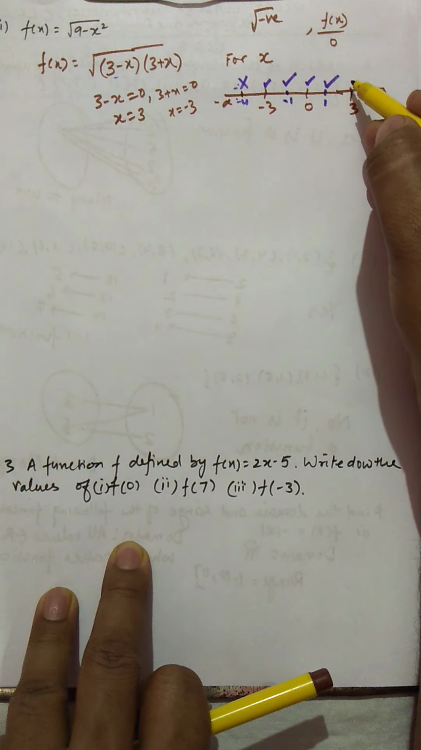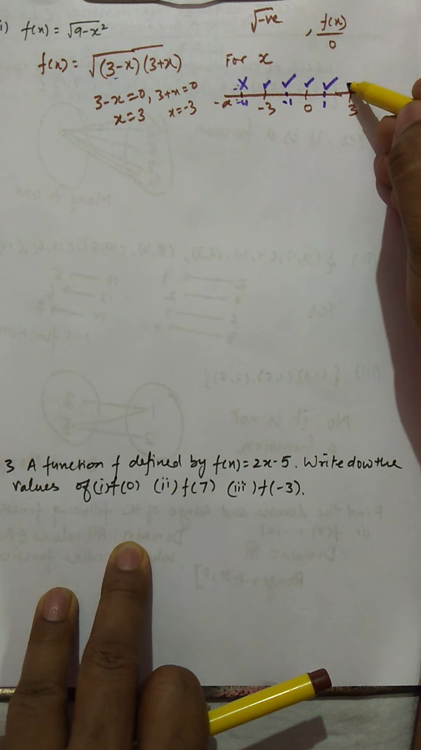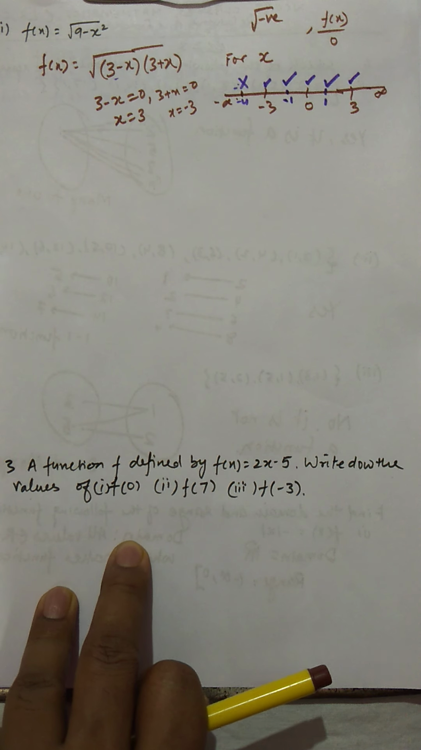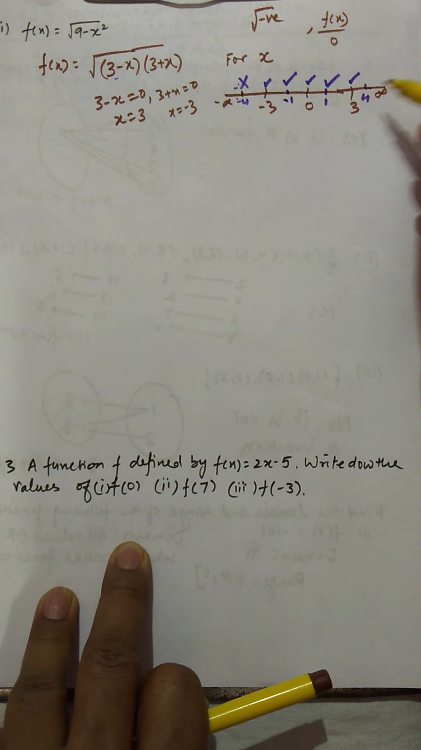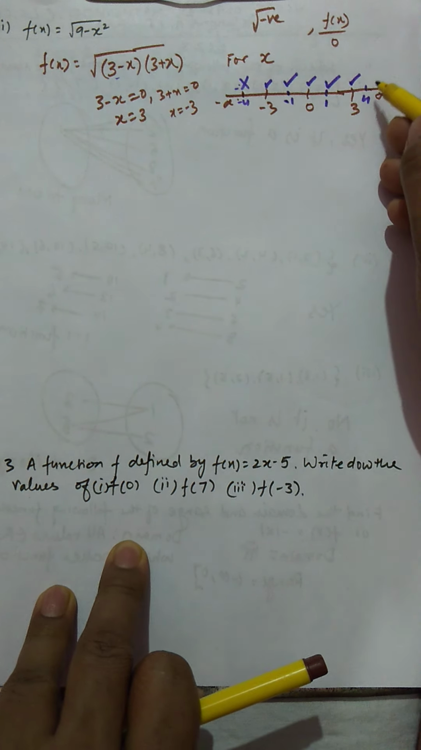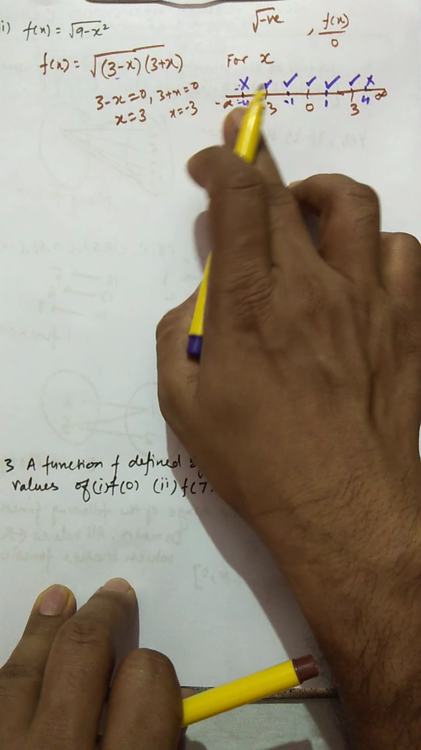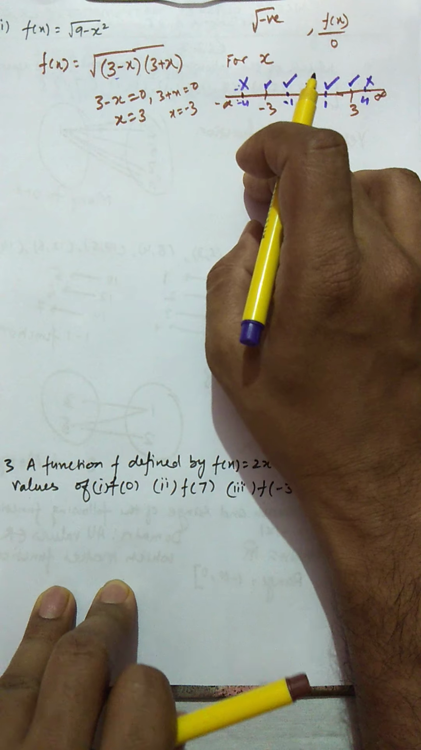Now if you take this 3 here, then it becomes 0. Root 0 is 0. So it means this 3 can be taken. Now take any value from this interval, 3 to 4. This is 4, put the value. So it becomes negative. So negative cannot be taken. So you can see all these ticked ones. These are the values of x that you can take.